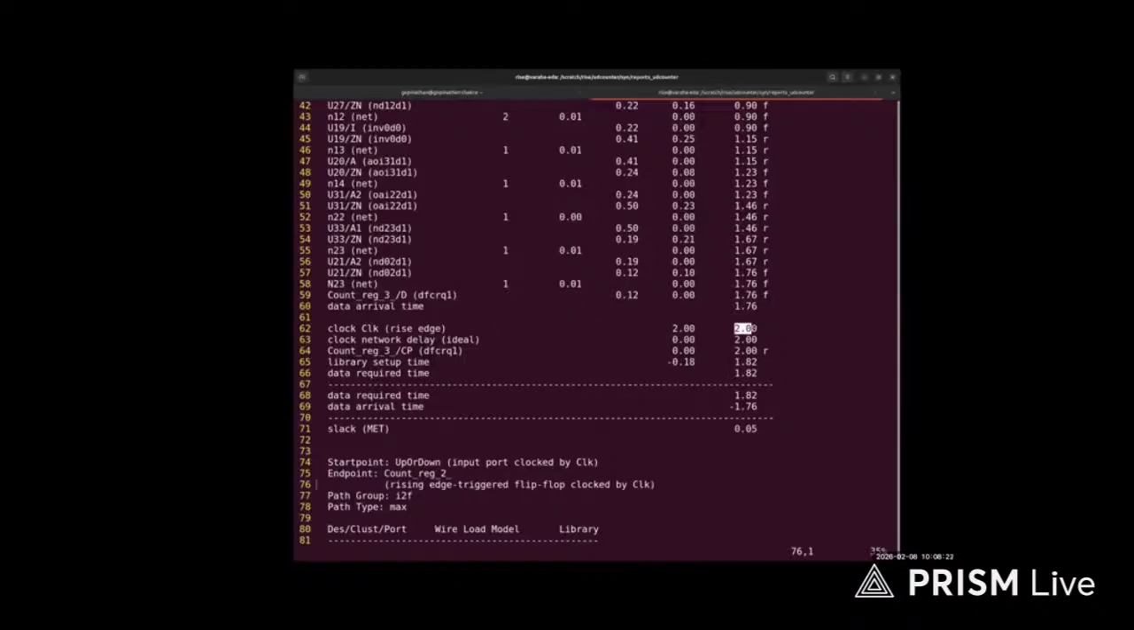Okay, sir. Got it. This is how you are going to estimate the timing. That's what somebody was asking yesterday: I can estimate area, but how can I estimate the timing? So this is how you will estimate the timing, like what is the maximum frequency your design can run.